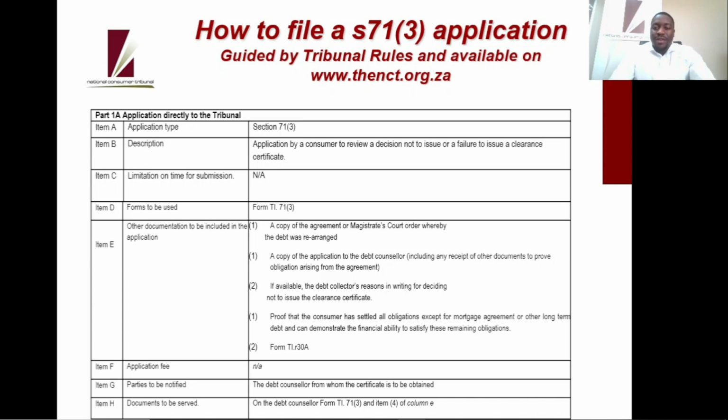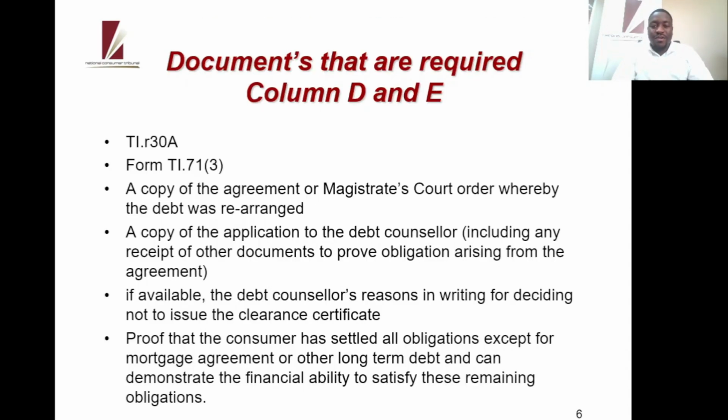These guidelines are guided by the tribunal rules and are available on www.thenct.org.za. There are certain documents that are required in column D and E as projected in the previous table. These documents are a filing notice, which is Form TIR 30A, and the application form, which is Form TI 71, paragraph 3. Other documents are a copy of the agreement or the magistrate's court order whereby the debt was rearranged, a copy of the application to the debt canceller, including any receipt of other documents to prove obligation arising from the agreement. If available, the debt canceller's reasons in writing for deciding not to issue the clearance certificate. Proof that the consumer has settled all obligations except for the mortgage agreement or other long-term debt and can demonstrate the financial ability to satisfy these remaining obligations.